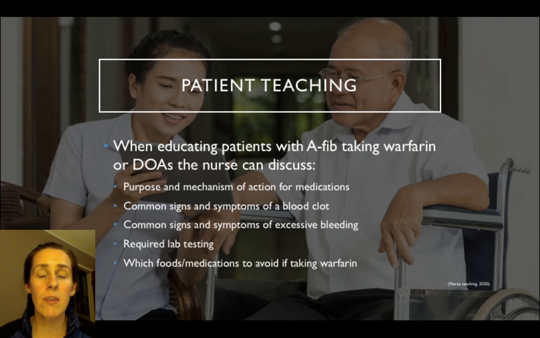purpose and mechanism of action for the medications, common signs and symptoms of a blood clot, common signs and symptoms of excessive bleeding, required lab testing, and which foods and medications to avoid if taking warfarin. Some common foods to avoid consuming in large amounts include leafy greens such as kale and spinach. These are high in vitamin K and can reduce the effectiveness of warfarin. This can increase the risk of blood clot formation.